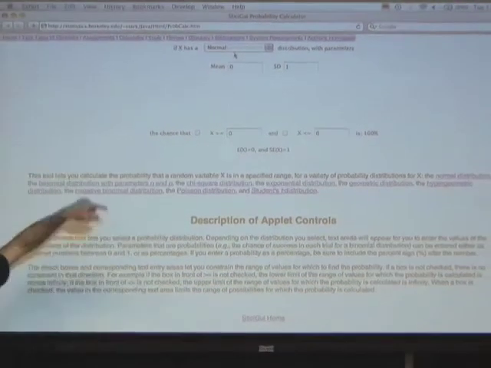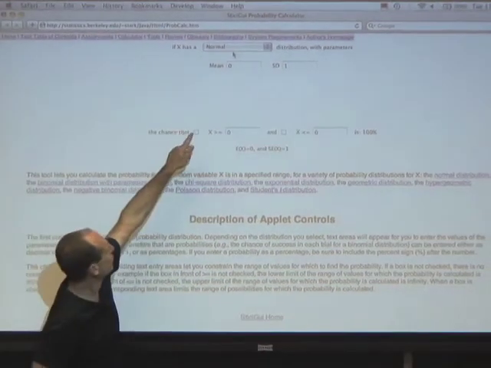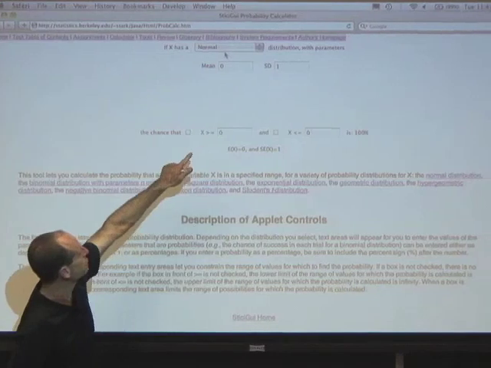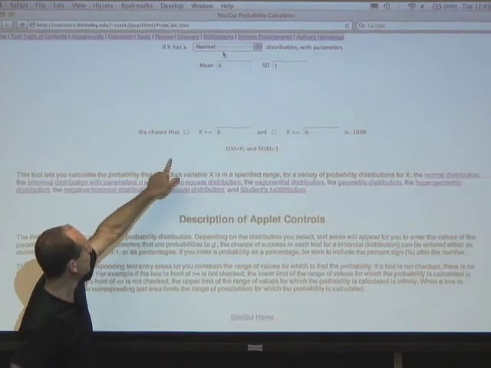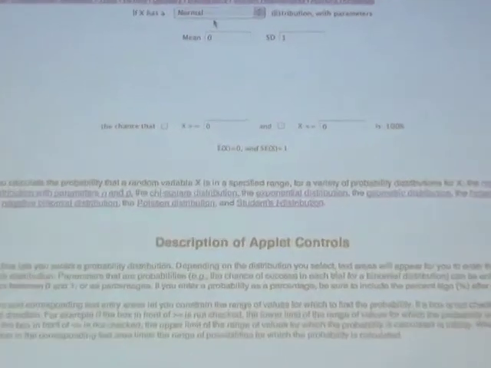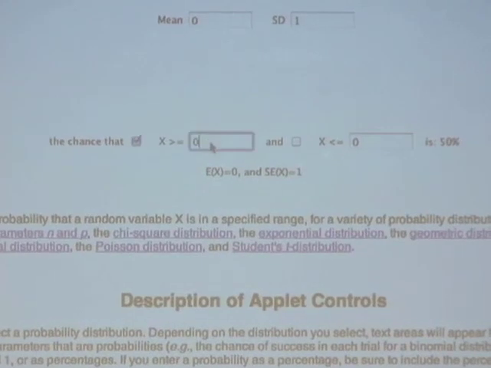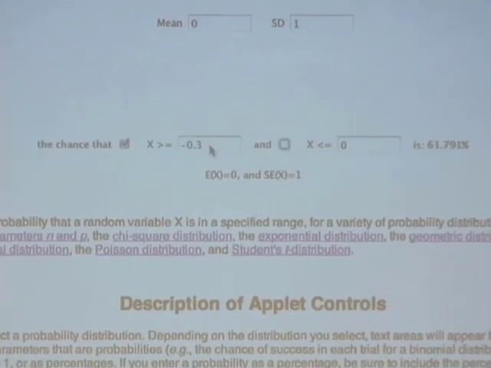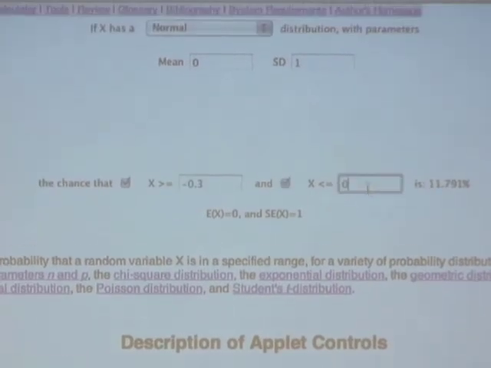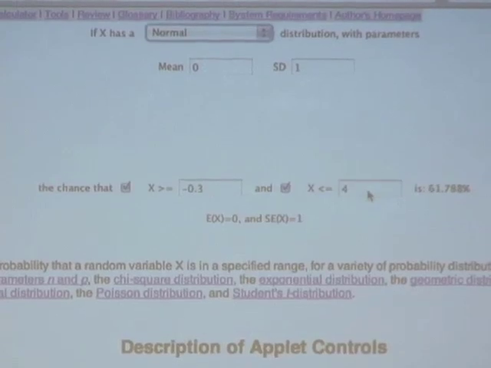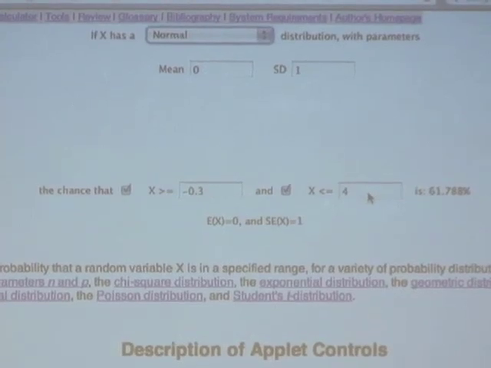So this is the area under the normal curve. Standard normal curve has mean 0 and standard deviation 1. Then you can use this to find a range as well. We just did minus 0.3 to 4. And we got 61.8%. This is giving us a few more digits of accuracy, 61.788%.